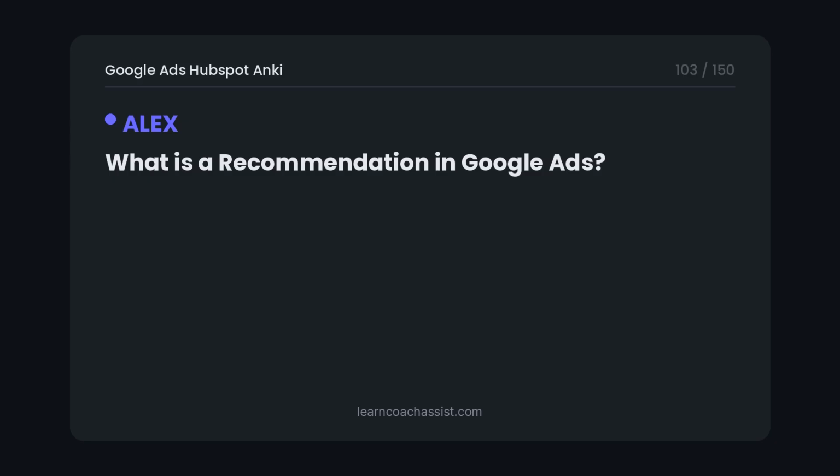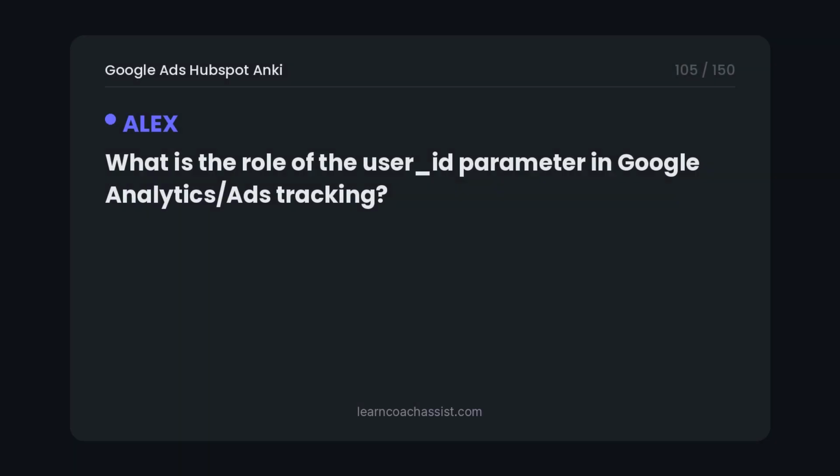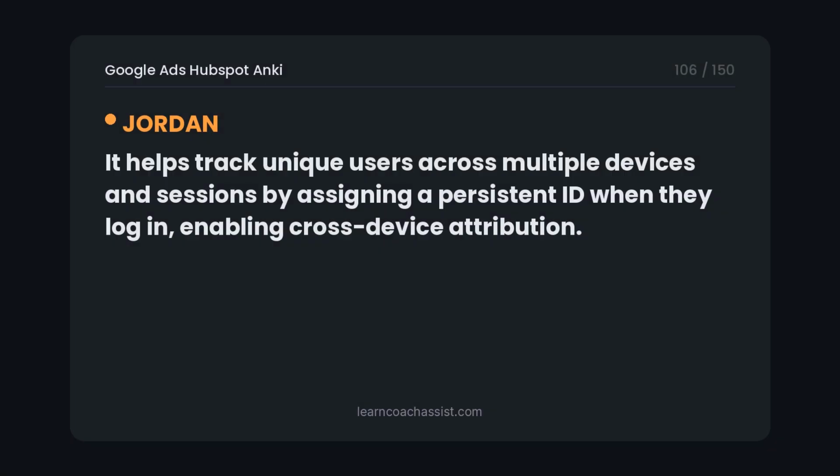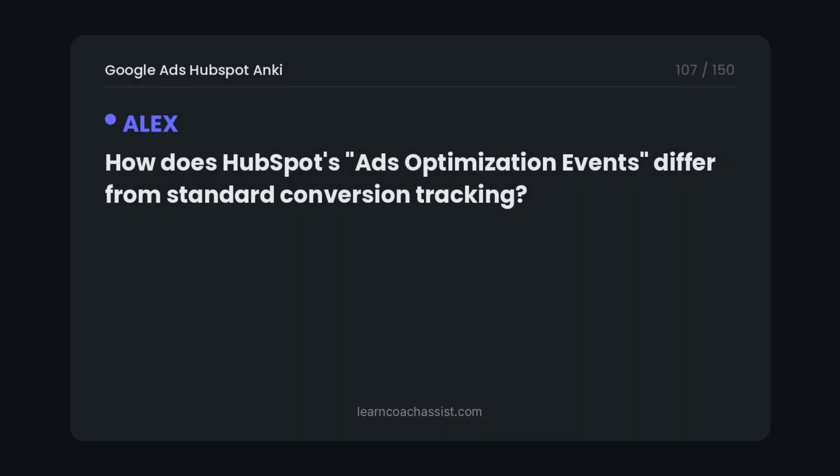What is a recommendation in Google Ads? A suggestion automatically generated by Google's AI to improve campaign performance, such as adding new keywords, increasing budget, or fixing conflicting negative keywords. What is the role of the user_ID parameter in Google Analytics/Ads tracking? It helps track unique users across multiple devices and sessions by assigning a persistent ID when they log in, enabling cross-device attribution.